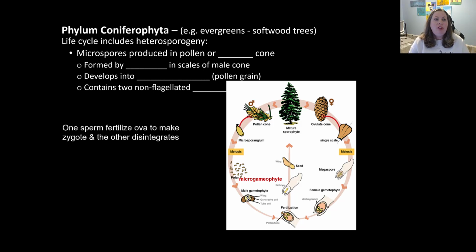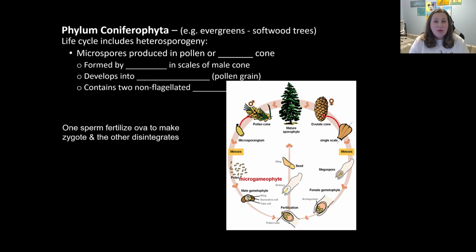So if we're taking a look here at this particular phylum, this is going to be focusing more on the evergreens, so the pine trees. And these guys are known to have softer wood, so not like oak and things like that. If you'll notice that pine wood is a little bit softer, and it's going to be softwood trees. This is called the Coniferophyta group.